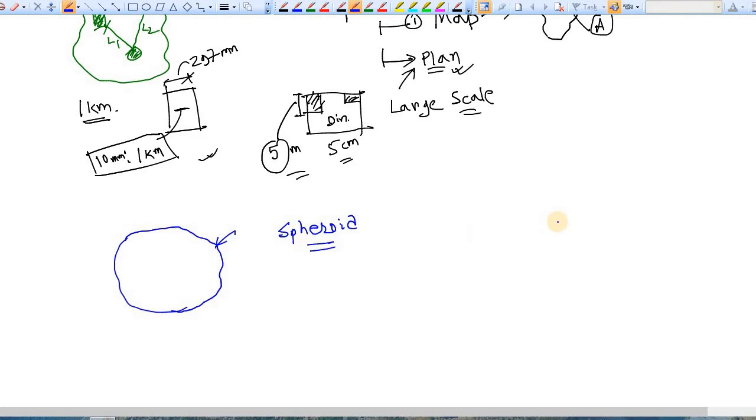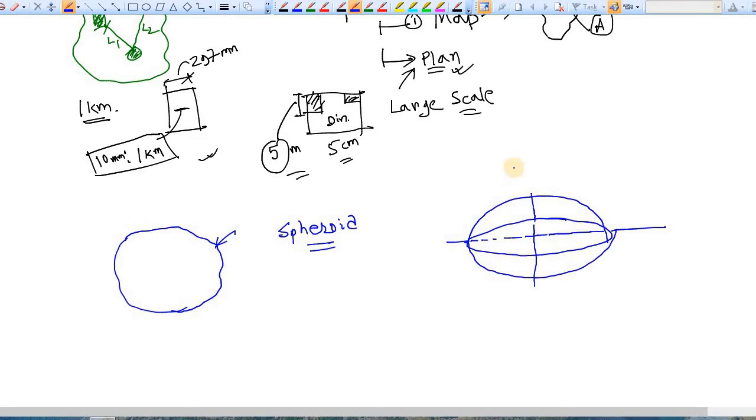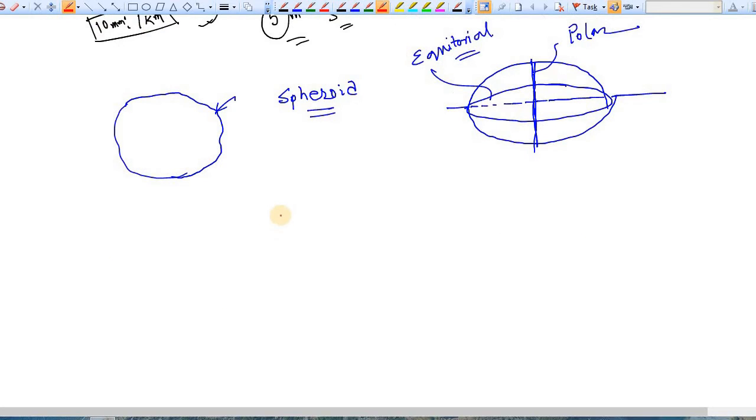Mathematically, if you take an ellipse, let's say this is the ellipse, so you have a minor axis, this one, and a major axis. Now if you revolve about this minor axis, in that case you will get a shape where the equatorial diameter is more compared to this one, the polar diameter. This is the polar diameter.